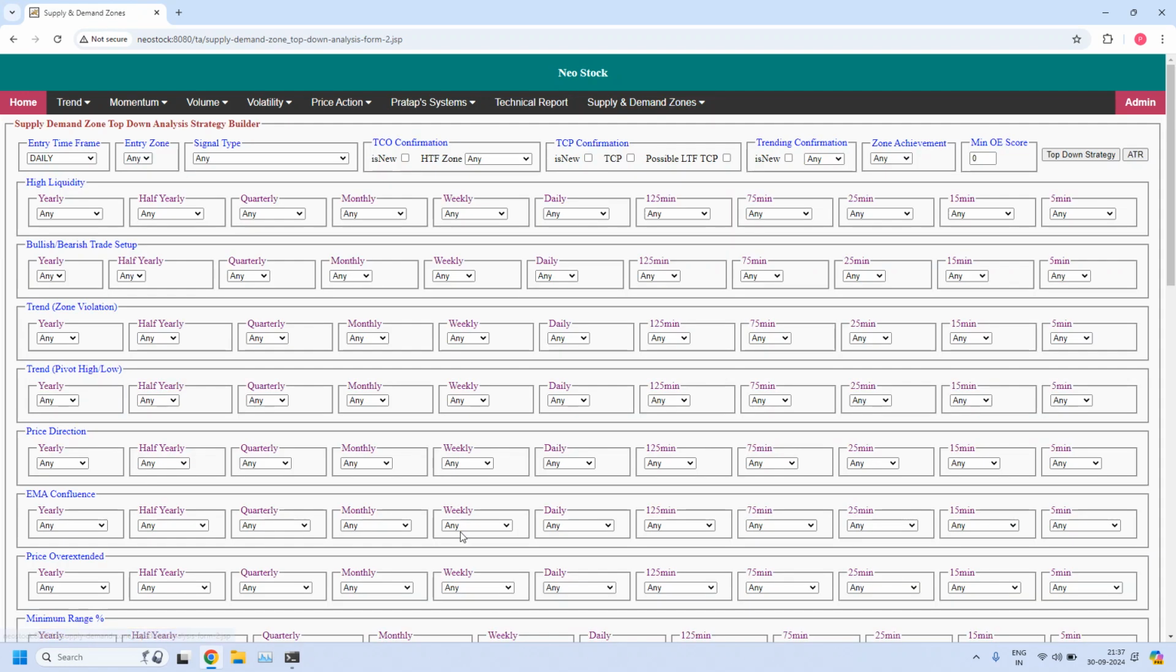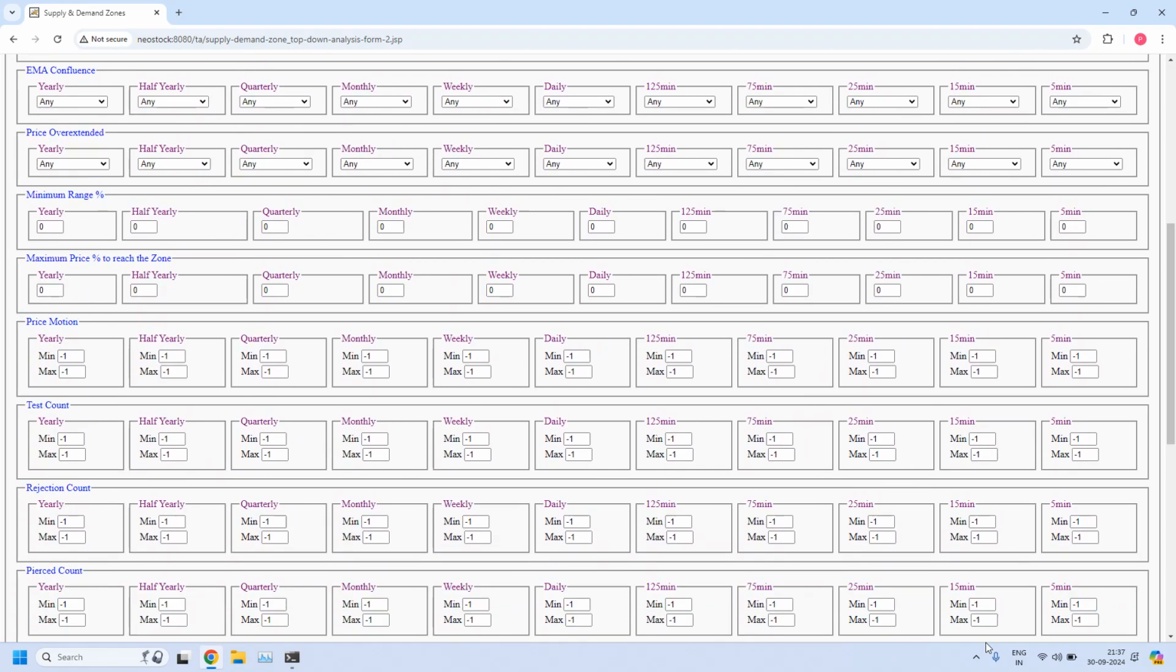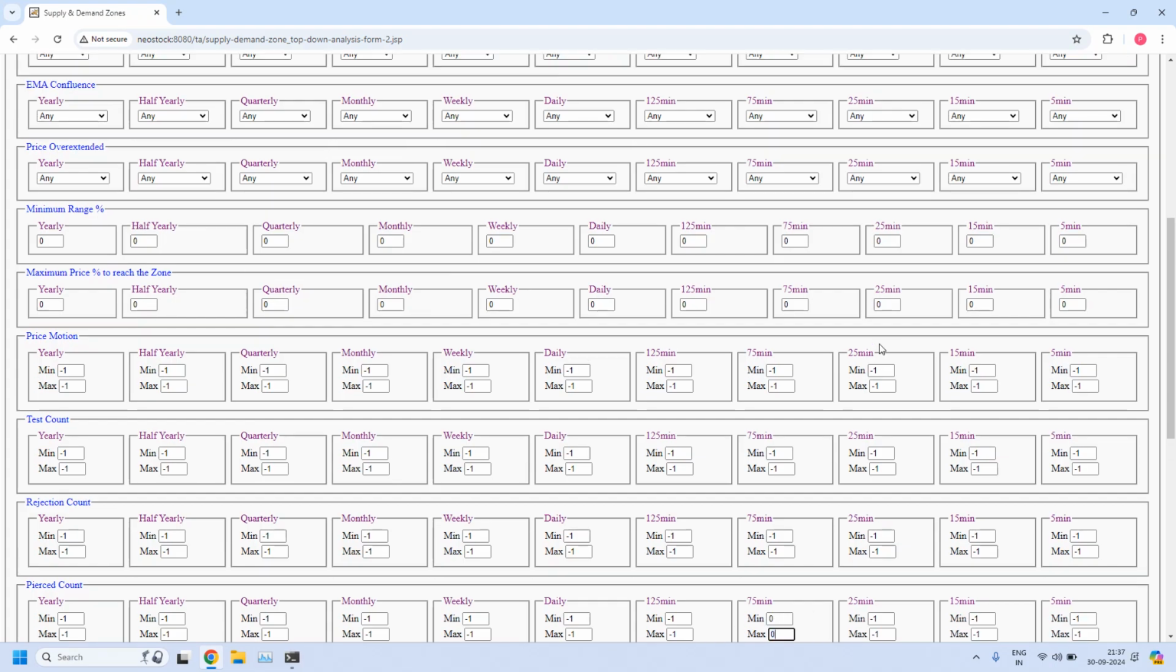Bearish trade setup for weekly income trade. Entry time frame is 75 minutes. Entry zone should be supply zone. And in bullish or bearish trade setup, at 75 minutes time frame, I am selecting bearish. The 75 minute supply zone should not be pierced. So in the pierced count, at 75 minutes time frame, I am setting minimum value 0, maximum value 0.